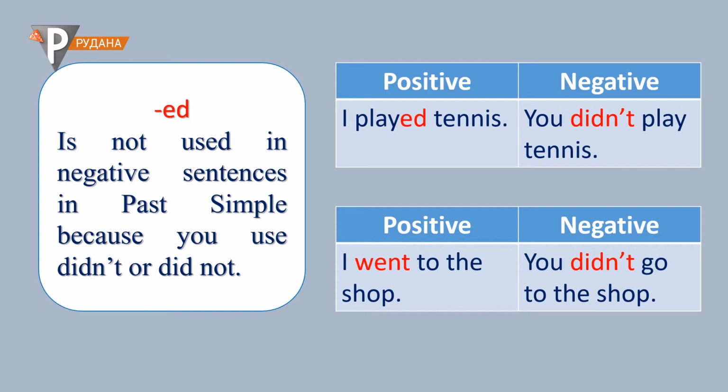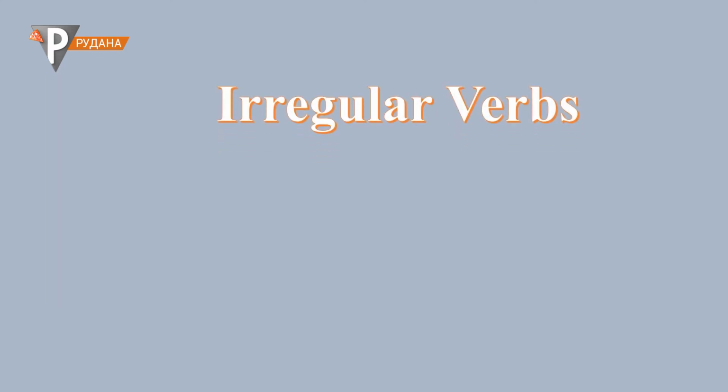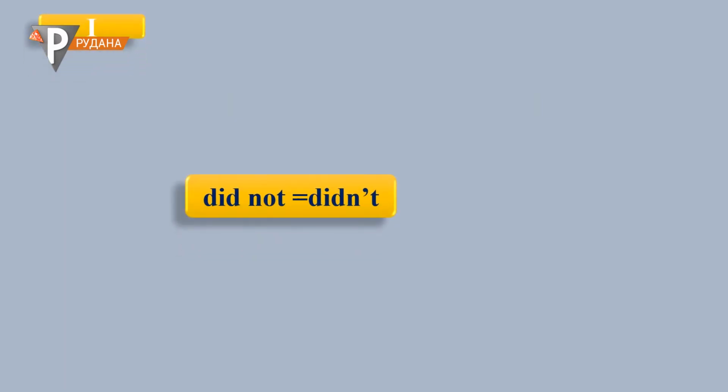Here we go. Now let's talk about irregular verbs. How negative forms work with irregular verbs. You will be surprised, but they work the same. After subject we use did not or didn't, and then we say, for example, a verb. I didn't buy. Or you didn't have.